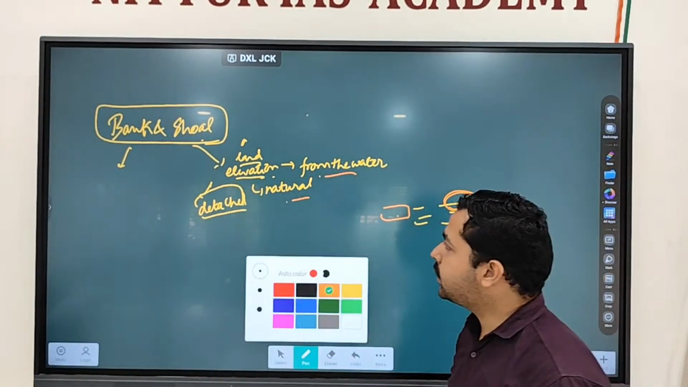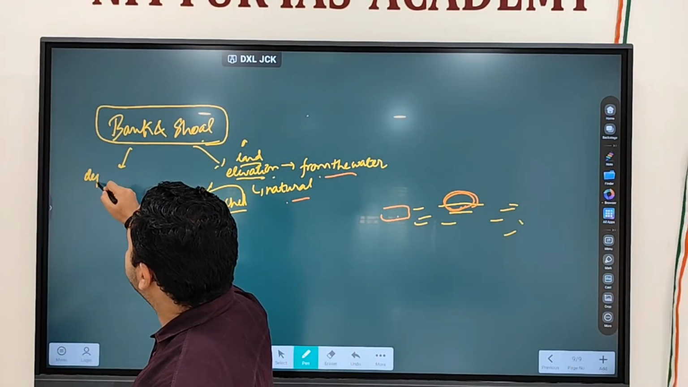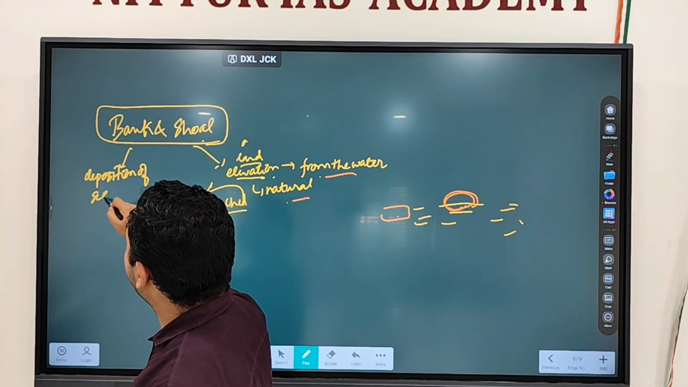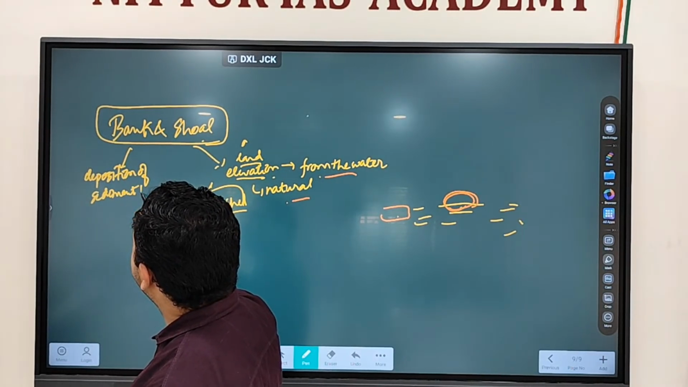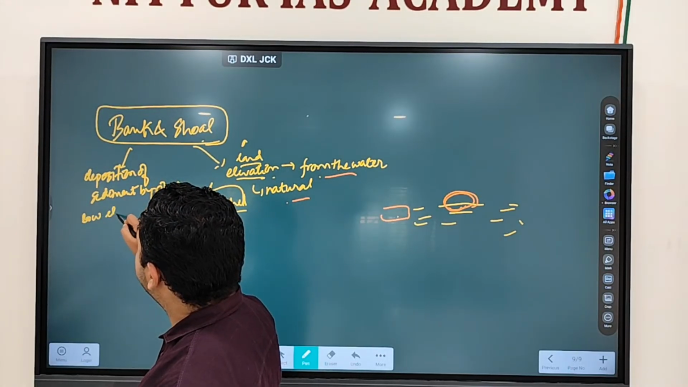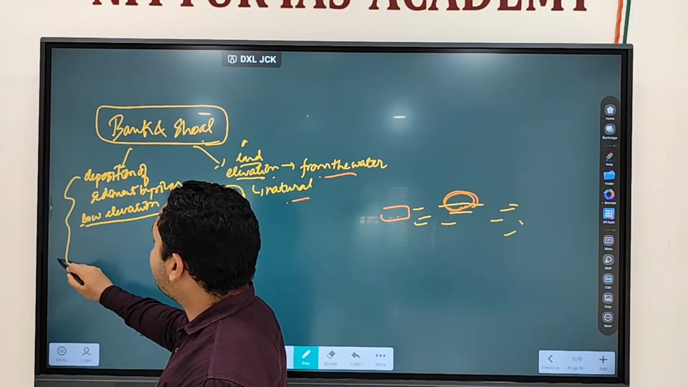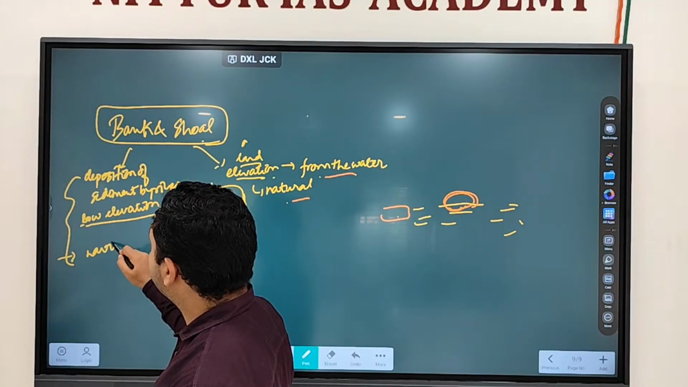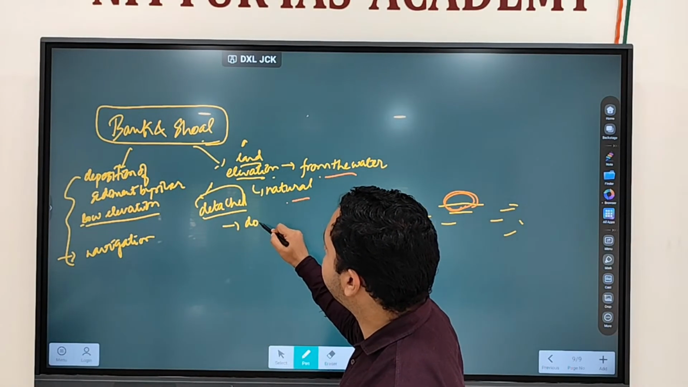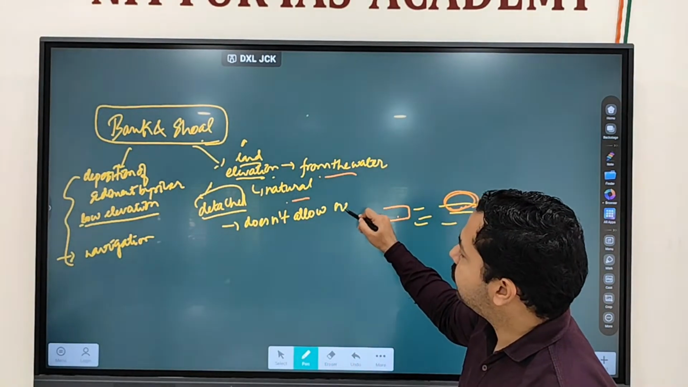Clear? On the other side, bank is created due to deposition of sediments by the rivers. They generally have low elevations. So that's why a bank allows navigation, while a shoal doesn't allow navigation.